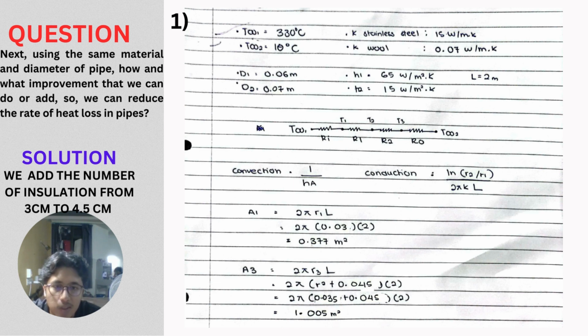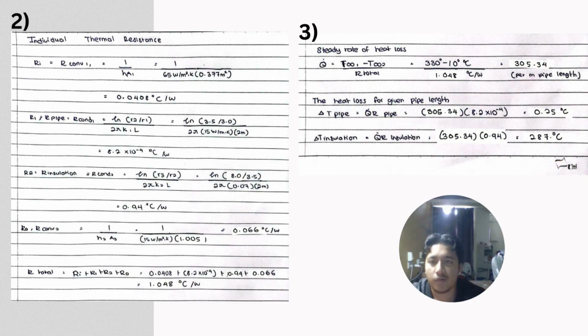For R3 we use R2 plus 0.045, that is the insulation thickness. So the answer is 1.005 meter square. Next is the individual thermal resistance. As you can see, convection and conduction. The formula for R convection is 1 over hA, and for R conduction is ln(R2/R1) divided by 2 pi kL.